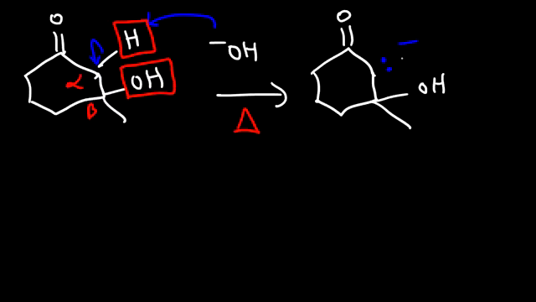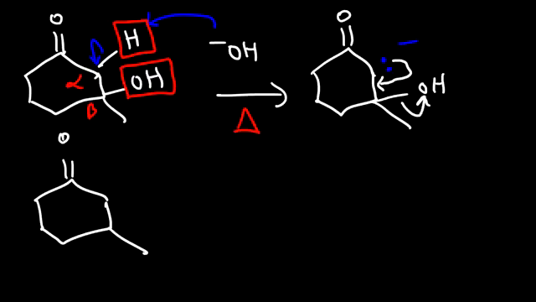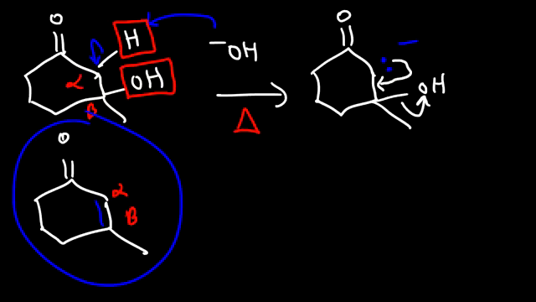And so now we can take the negative charge of the carbon, take that lone pair, form a pi bond, and kick out the hydroxyl group. And so this is our product for the Robinson annulation reaction. So we have a cyclic alpha beta unsaturated ketone.